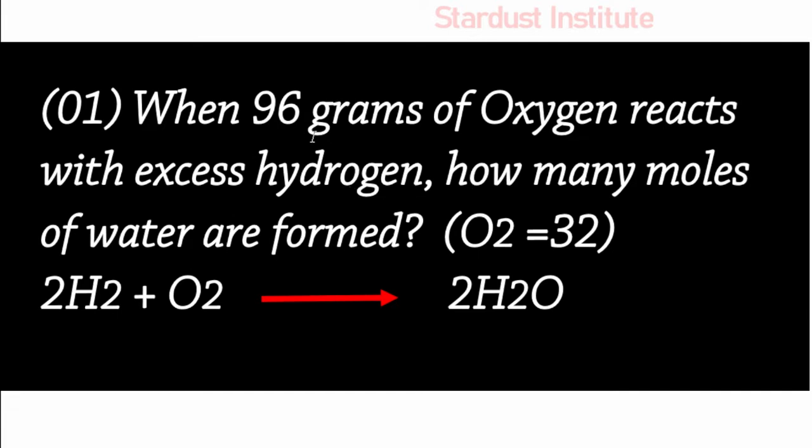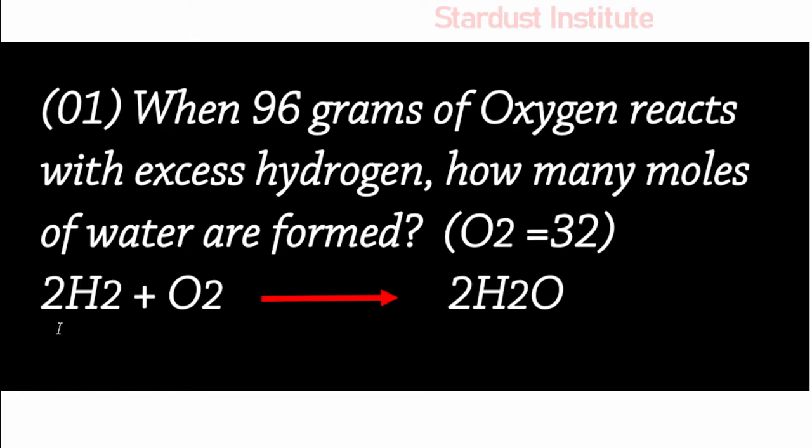Here we have been given 96 grams of oxygen, but we have to convert this 96 grams of oxygen to moles. We can divide this 96 grams of oxygen by molar mass of oxygen, 32. Then we can convert this into moles. Excess hydrogen means there is no limit. We don't know how many grams or how many moles are there. But we know 96 grams of oxygen we have been given.